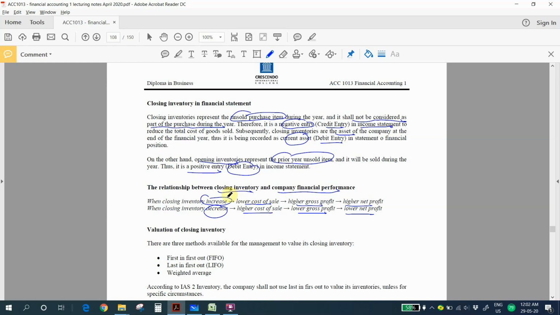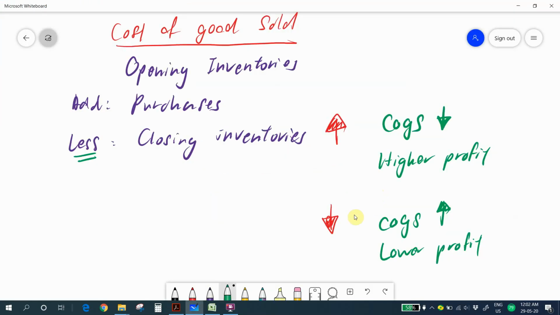So just need to remember that higher inventory, higher profit. Lower inventory, lower profit.